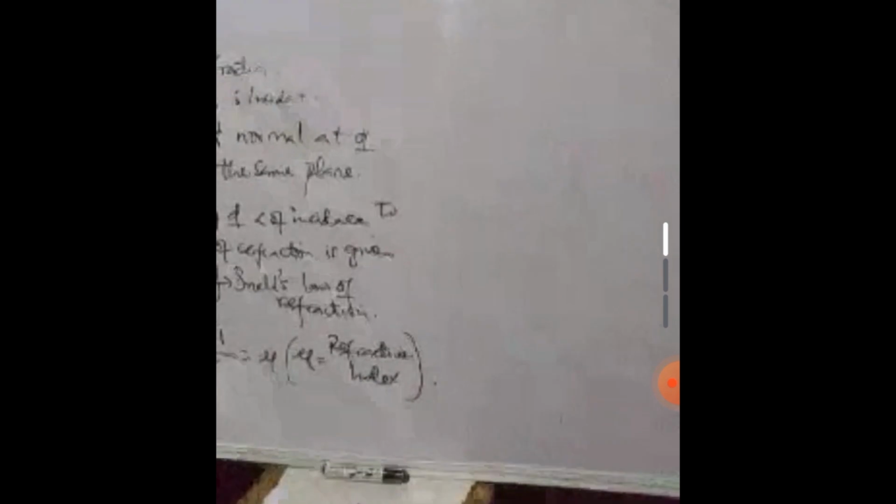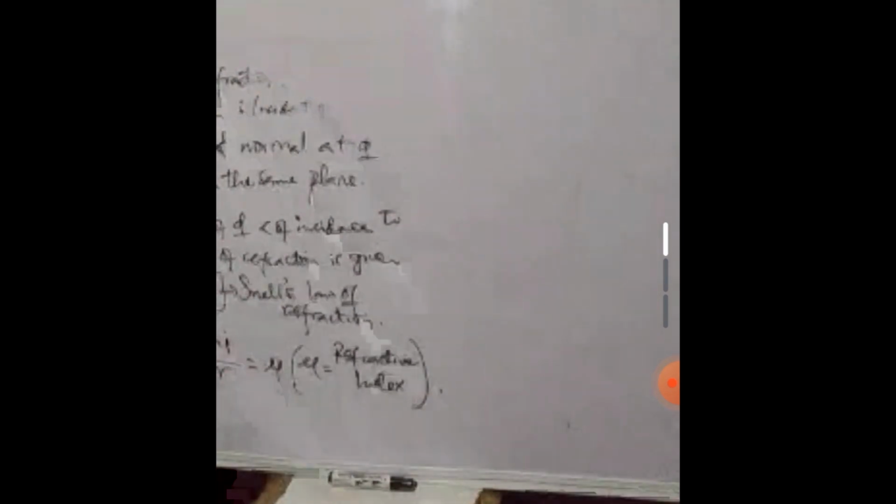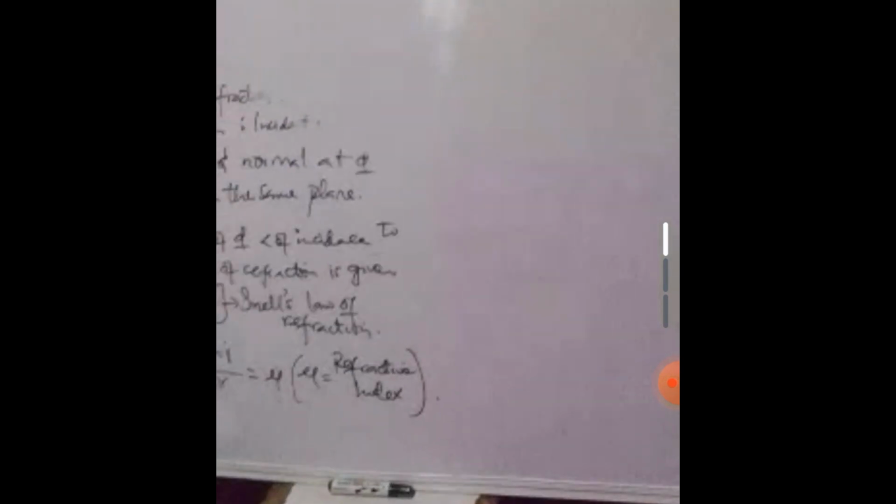Why is the refractive index, refraction, incident constant? I don't understand the question.